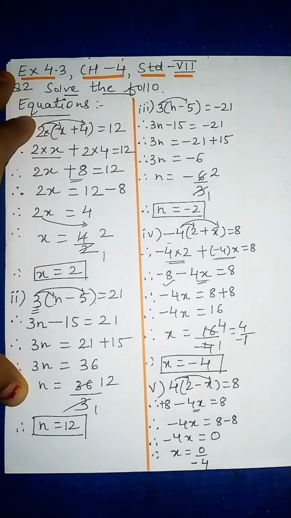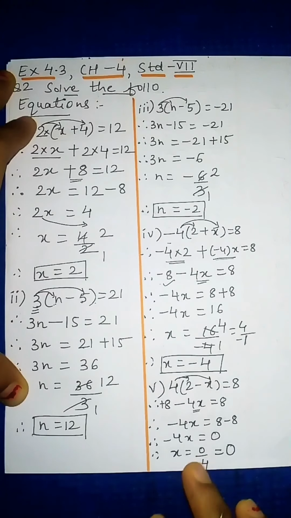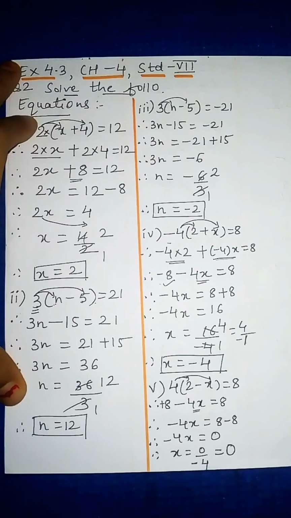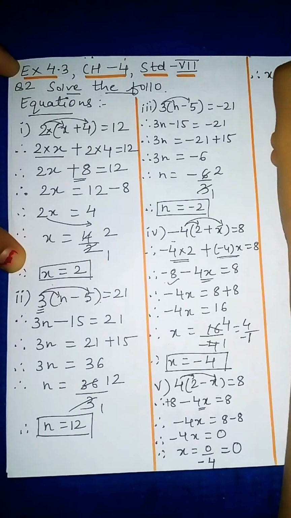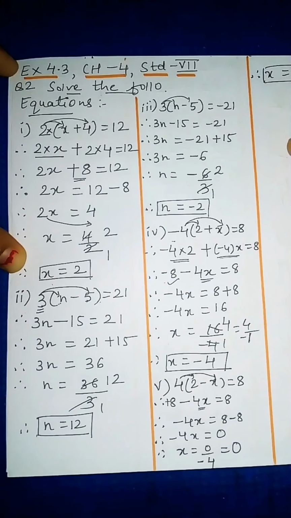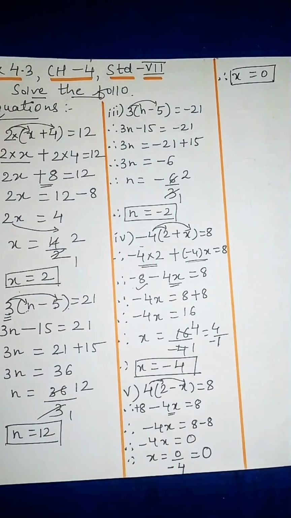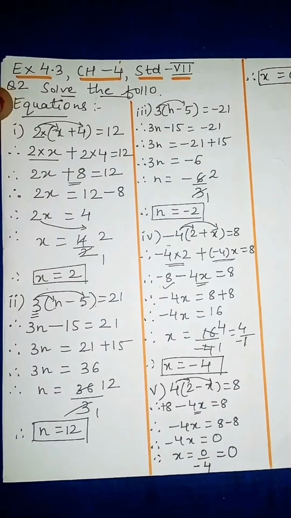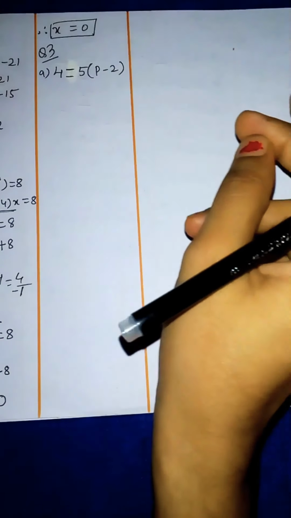Now 0 divided by anything, 0 upon 2, 0 upon 100, 0 upon 1000, 0 upon minus 4, whatever it is divided by, the answer is always 0. So x is equal to 0. So our final answer will be x equal to 0. So this is our final answer. Okay, so this was question number 2 of exercise 4.3. Hope you understood. Now we will see question number 3 of exercise 4.3.